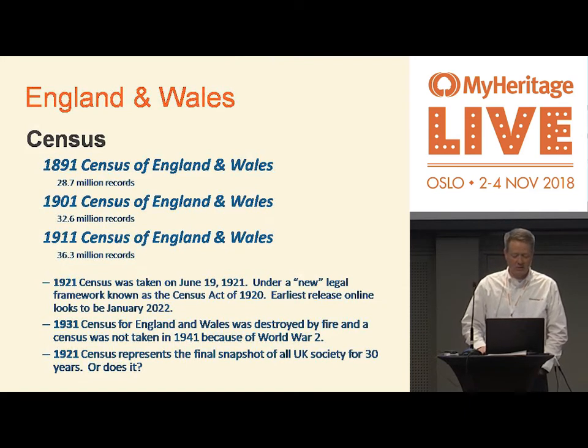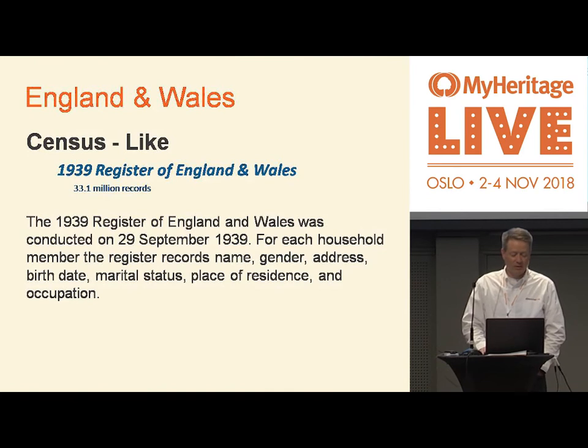So the question is, will this 1921 census represent the final snapshot for all UK society for 30 years? And unfortunately, it doesn't, because the government leading up into the World War II period did collect what they call the Register of England and Wales. It's much like a census. For each household, we get full names, genders, addresses, and most importantly, a full birth date with day, month, and year. And in a way, this is a nationwide birth index as well for England and Wales from 1939. We also get marital status, place of residence, and occupation.